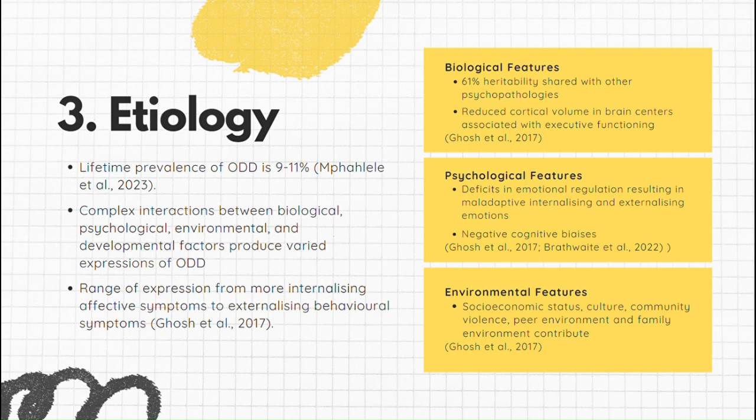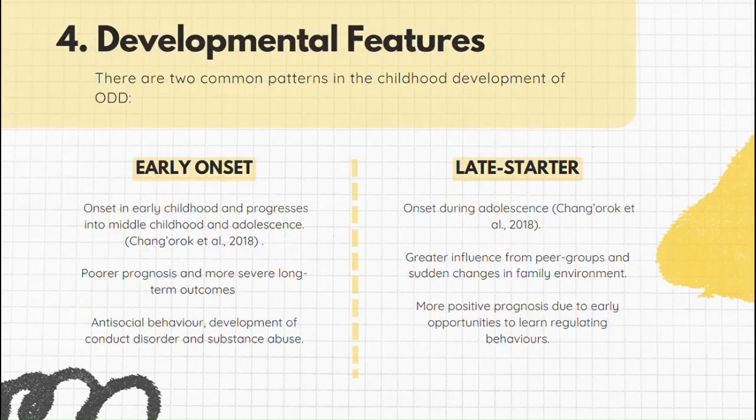And finally, environmental features have been identified to heavily influence the presentation of ODD. Socioeconomic status, culture, community violence, peer environment, and family environment all contribute to the presentation of this condition. In terms of developmental pathways, there are two pathways that are prevalent amongst children with ODD. The first is the early onset condition. This occurs, of course, in early childhood and progresses into middle childhood and adolescence, and this onset typically predicts a poorer prognosis and more severe long-term outcomes such as conduct disorder or antisocial personality disorder.